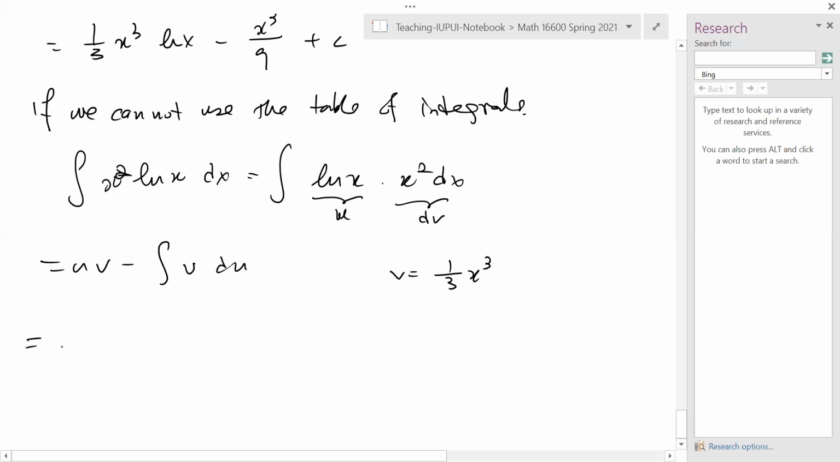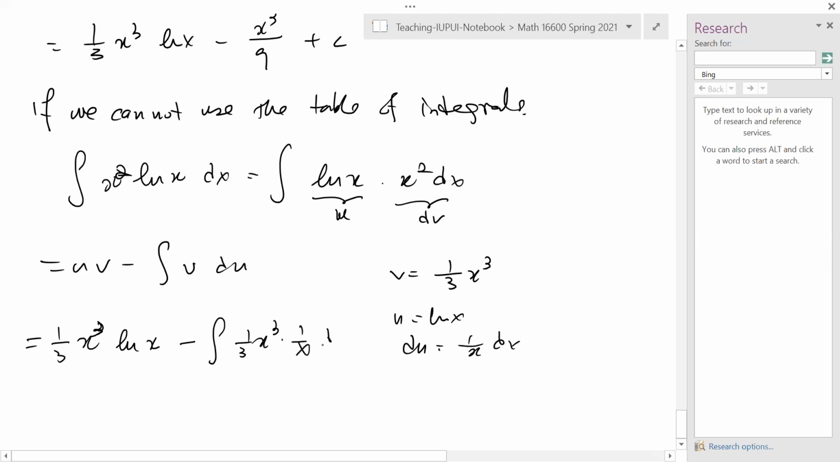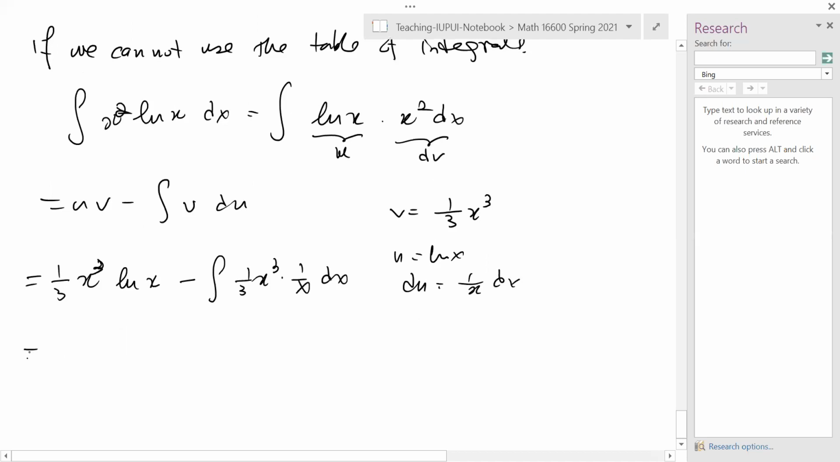So now, use it, right? So it's 1/3 x cubed natural log of x, minus the integral of v, which is 1/3 x cubed, du, right? u is going to be natural log of x, so du equals 1 over x dx. It's 1 over x dx. Okay. So I get, just a second.